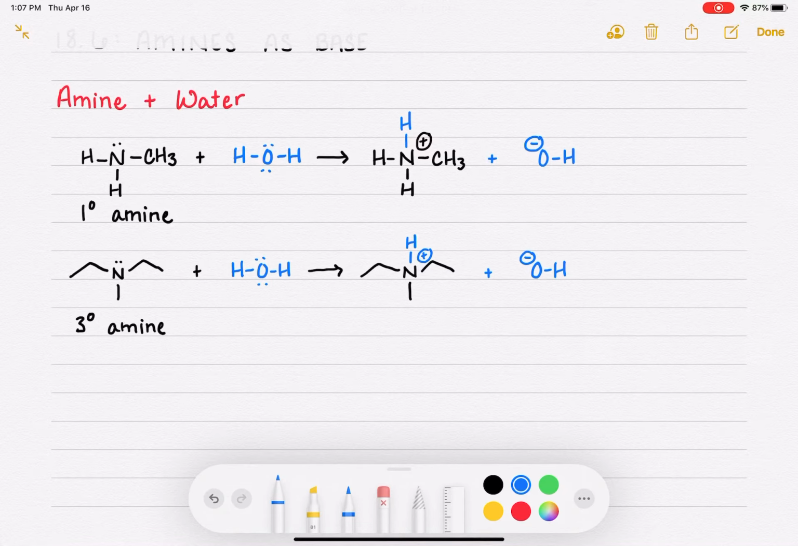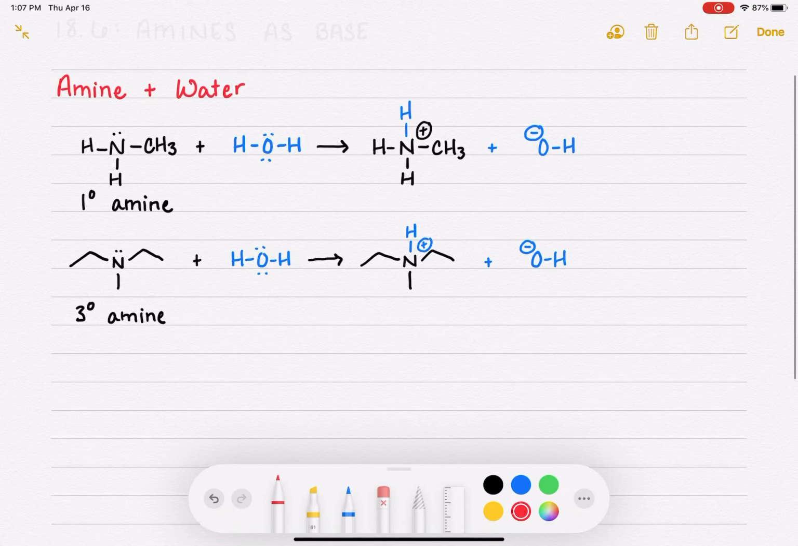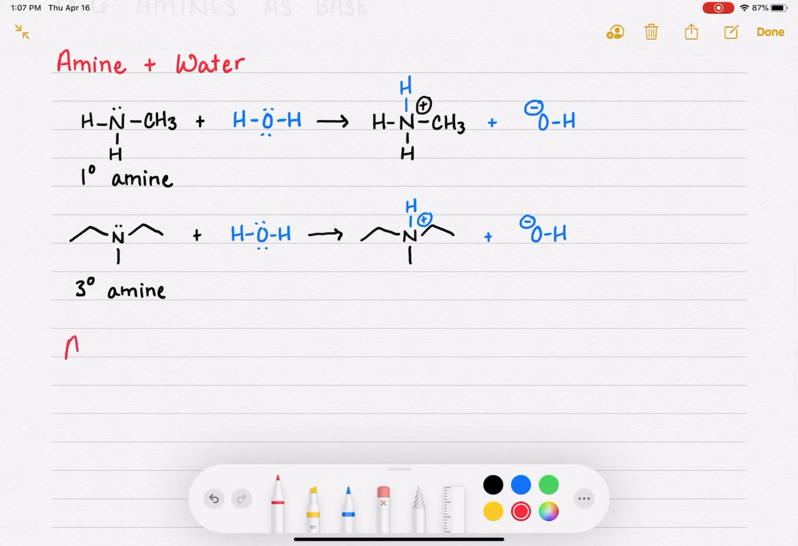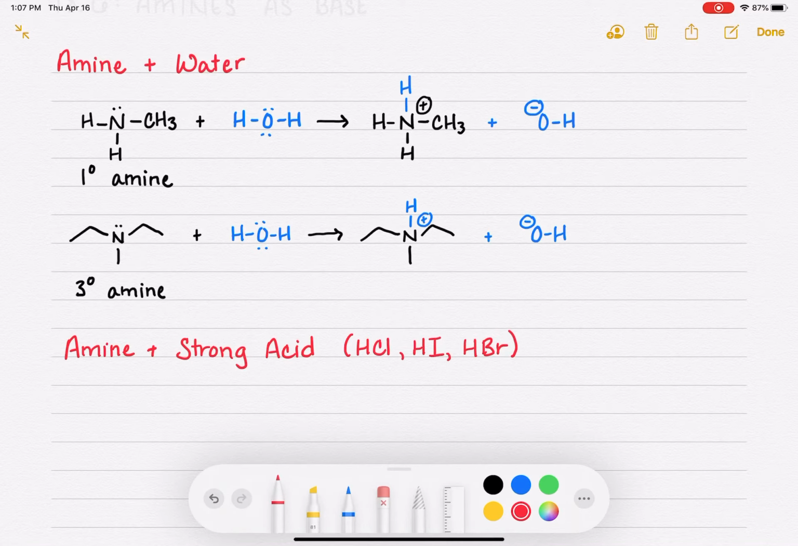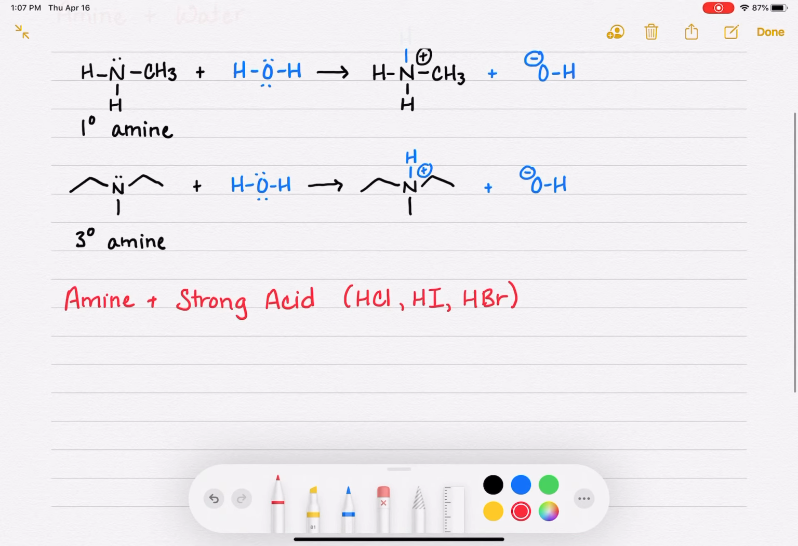The other reaction that amines can do is react with a strong acid. So we're going to write strong acid, and examples of strong acids that you'll see on Sapling will be HCl, hydrochloric acid, HI, hydroiodic acid, and maybe HBr. I can't remember if it's there or not. This reaction is very similar, so let's draw a couple of examples of this reaction.